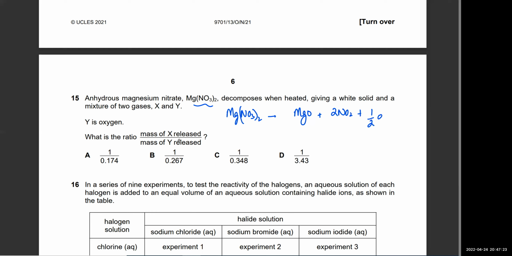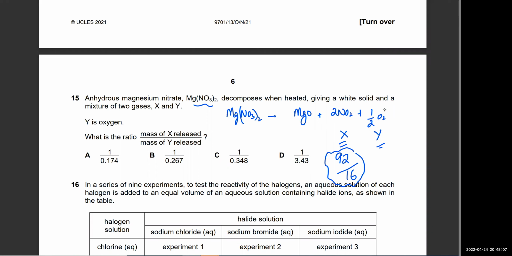So second, Y is oxygen. The other gas is X, and you have to find the ratio of the mass of X and the mass of Y. So what is the mass of X? If I go with 2NO2, that's 2 molecules of NO2. What is the mass? 14 plus 16 into 2, that's 46. So that's going to be 46 into 2, which is 92. Or half oxygen molecule. What's the mass of half oxygen molecule? That's 32 divided by 2, that's 16. So this is the ratio that you're getting, 92 to 16.